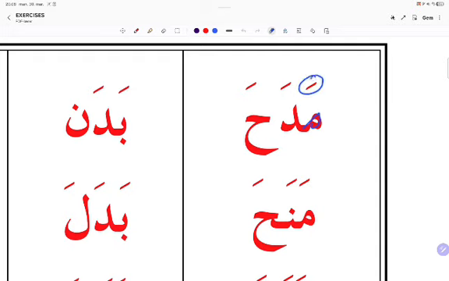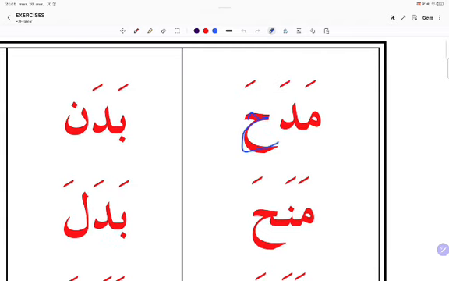The vocal is fatha, so we say meem, fatha, ma. The next letter, if you wrote it alone, this is the way. It's dal. Dal, fatha, da. Ha, fatha, ha. So we say the result of each letter. This is how we read. We say ma, da, ha, madaha.